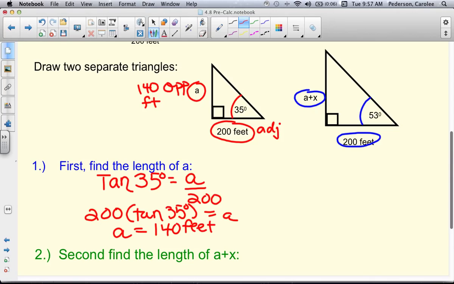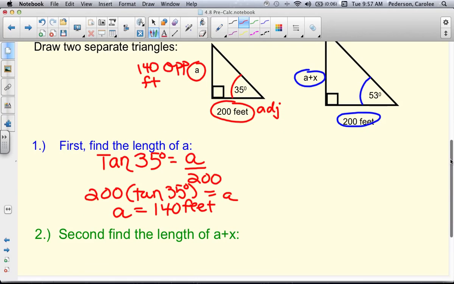But we're going to add on some unknown distance X for the smokestack. So I'm just going to come over here now and substitute in my 140 for A plus X. Do you agree? Okay.